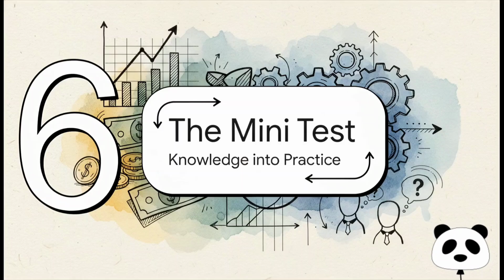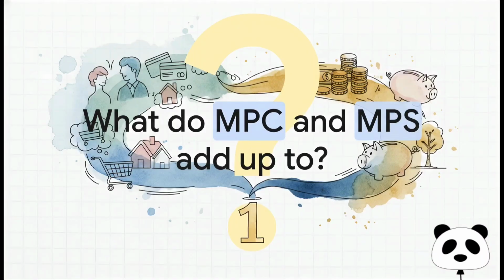Section 6, the mini test. Put your knowledge into practice. Okay, let's lock in your learning. Question 1. Think back to our gold relation. What do the marginal propensity to consume and the marginal propensity to save actually add up to? Is it A, 0, B, 1, C, 2, or D, 100? Go ahead and lock in your answer.